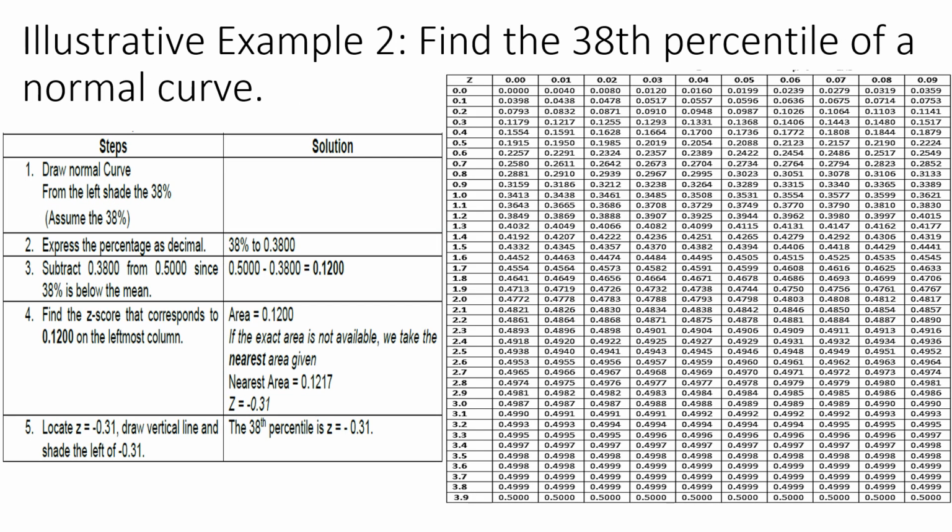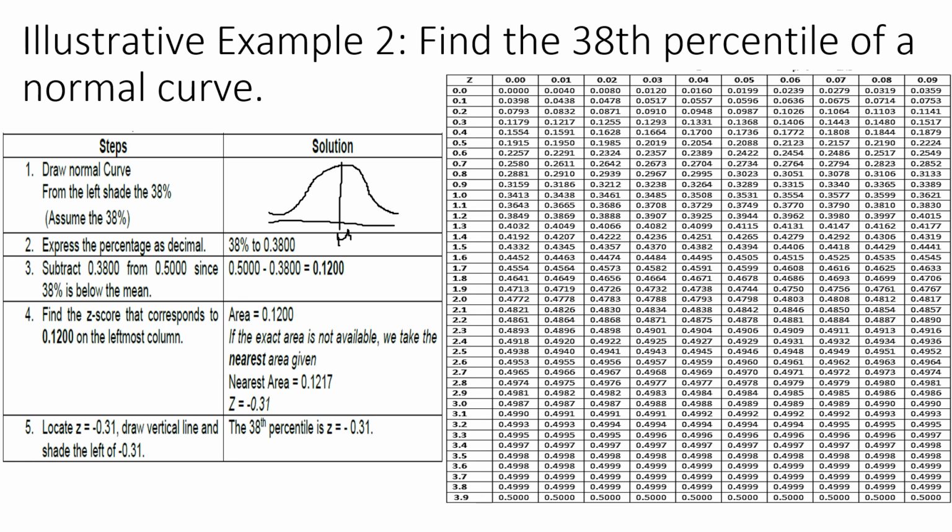So, let's now move to our last example. We find the 38th percentile of a normal curve. So, this time, it's below 50th percentile, no? So, you know the steps. We have 5 steps. The first step is we draw, no? We draw the normal curve. Ayan. So, after drawing the normal curve, we identify the 38% of, syempre, from left to right, lagi tayo.